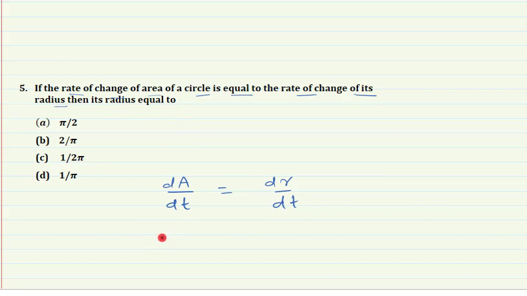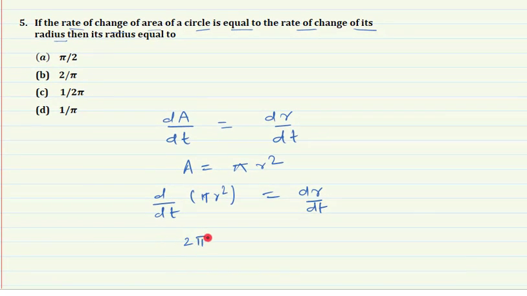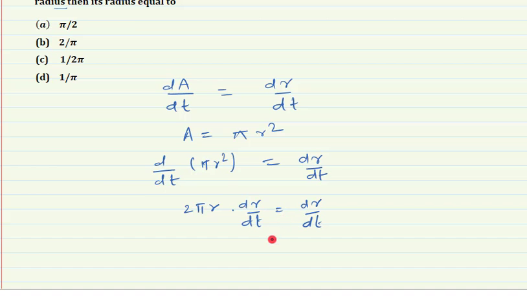So very simple it is. Put A is equal to pi r square, because it is a circle. So d by dt of pi r square is equal to dr by dt. Just calculate the derivative. It is 2 pi r into dr by dt, which is equal to dr by dt. Now dr by dt cancelled, and clearly you will get from here r is equal to 1 upon 2 pi. So therefore C is the correct option for this problem.